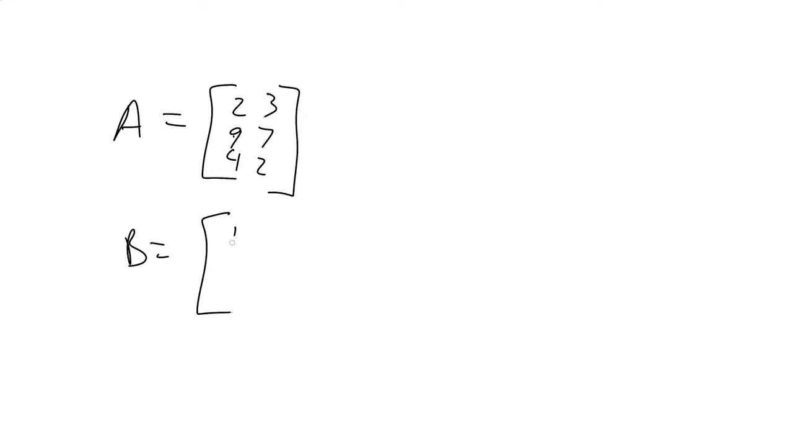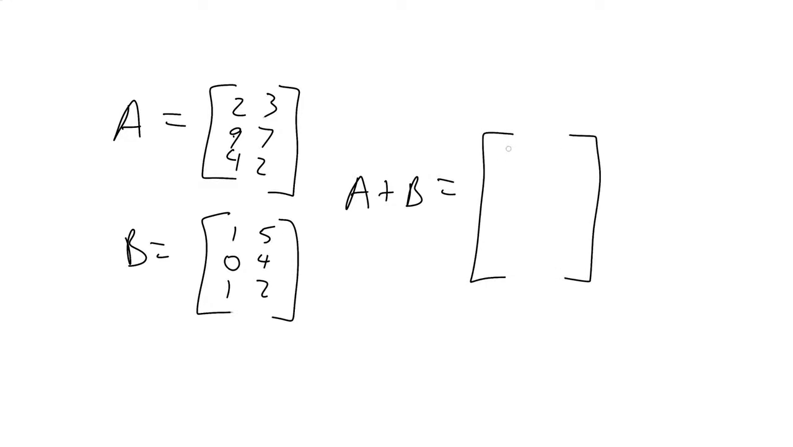Simple enough. It probably also will not surprise you that if I have a matrix, 2, 3, 9, 7, 4, 2, and another matrix, 1, 0, 1, 2, 4, 5, I can add these two matrices. And if I add them, I simply add them element by element: 3, 8, 9, 11, 5, 4, right? So element 1,1 and element 1,1 get added together to make element 1,1 of the result. Element 1,2 and element 1,2 get added to make element 1,2, etc.